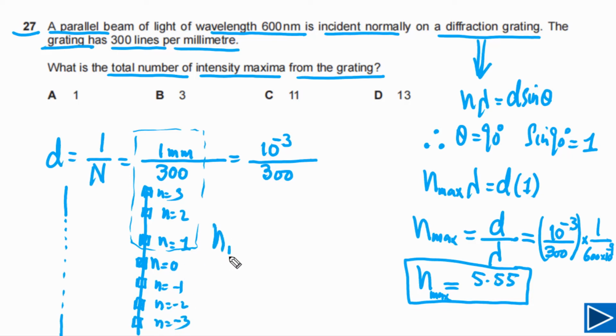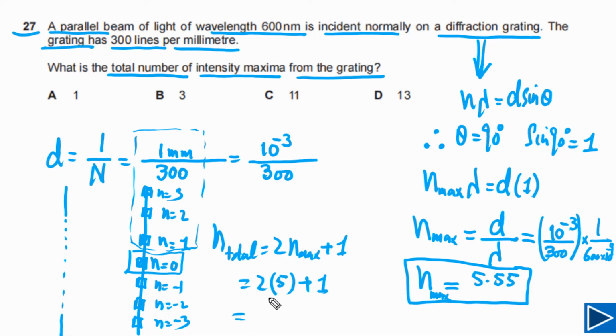So n total, you need to understand, is equal to 2 times n max plus 1, meaning 1 we have at the center. So in this case we have 2 times 5 plus 1. So we have total intensity maxima equal to 11. So the answer for this question is C. C is the right answer.